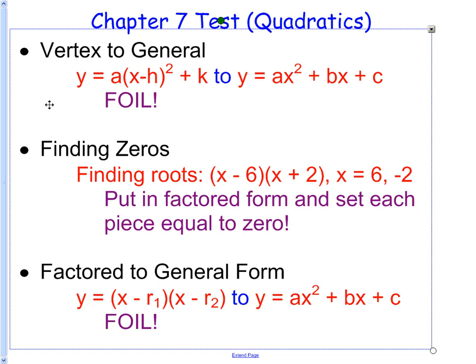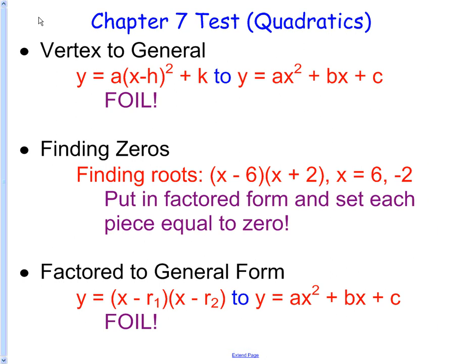Moving on to other stuff you have to know for this test. The first thing it says here is vertex to general. And it's got a lot of mathy looking stuff. But the main thing you have to know is if you want general form, generally you just multiply it out. Just have to multiply it out to get general form. That works for the first thing here.